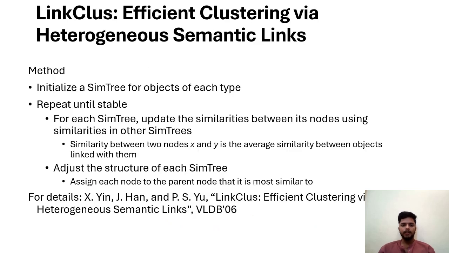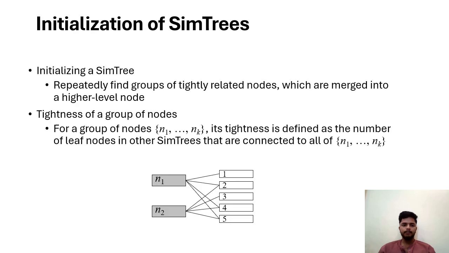LinkClus: efficient clustering via heterogeneous semantic links. Method: initialize a SimTree for objects of each type. Repeat until stable: for each SimTree, update the similarities between its nodes using similarities in other SimTrees. Similarity between two nodes x and y is the average similarity between objects linked with them. Adjust the structure of each SimTree. Assign each node to the parent node that it is most similar to. For details, see Yin, Han, and Yu, LinkClus: efficient clustering.